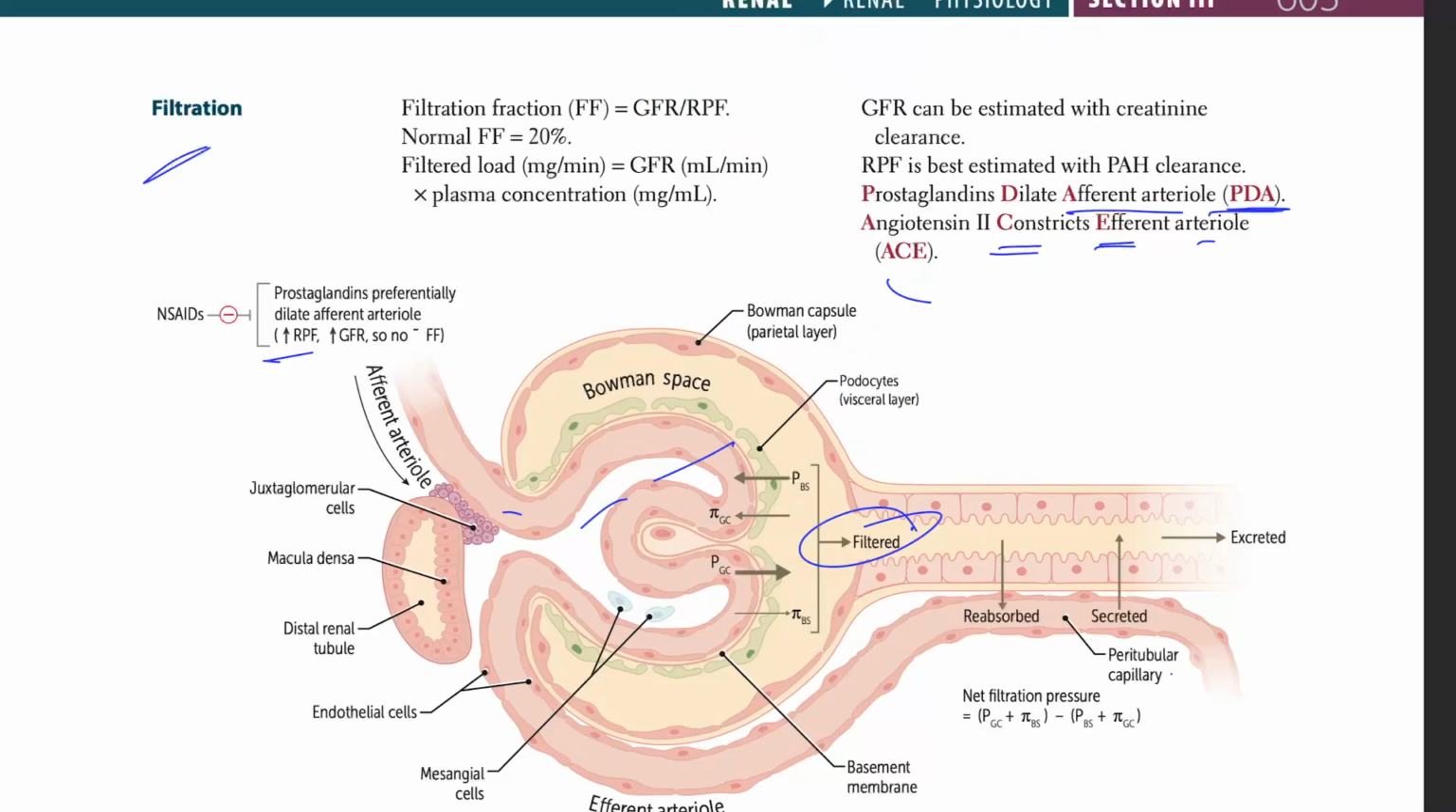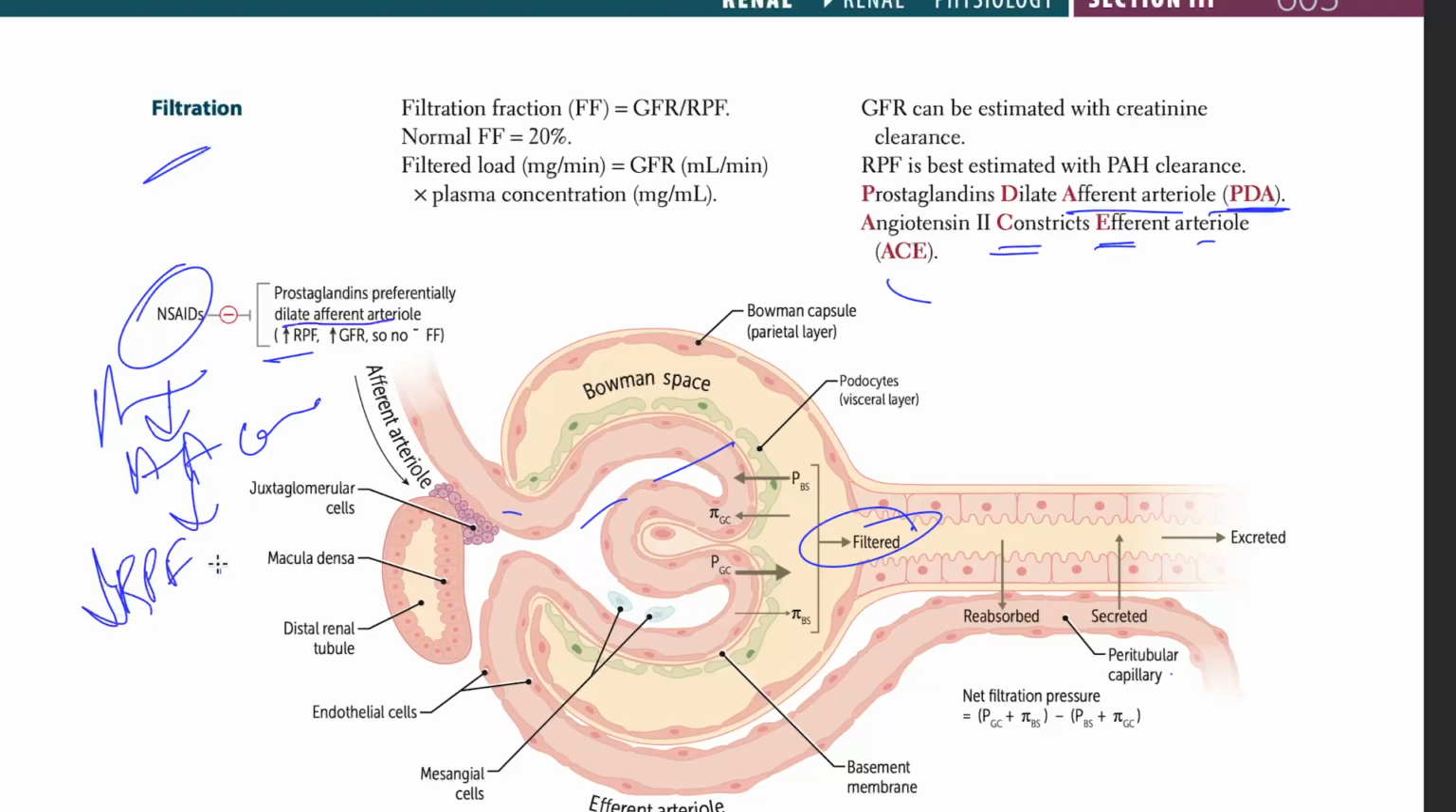What else can we think of? Okay, we can say now the NSAIDs, ibuprofen. They are going to inhibit the afferent arteriole dilation, which leads to afferent arteriole constriction, which leads to a decrease in the renal plasma flow, a decrease in GFR, and again no change in the filtration fraction. Okay, and that's the NSAIDs.